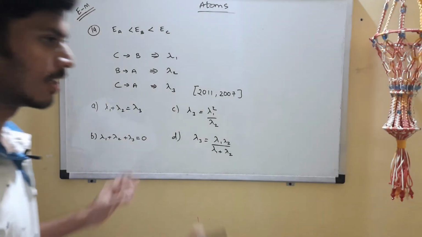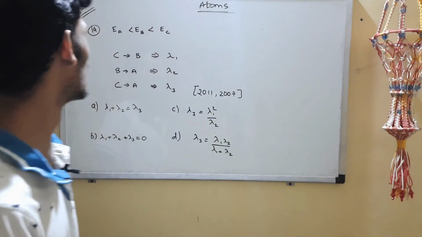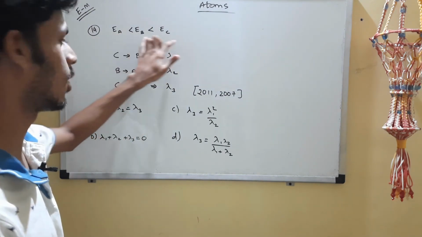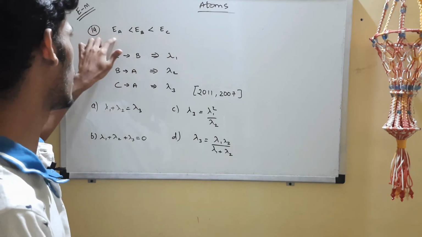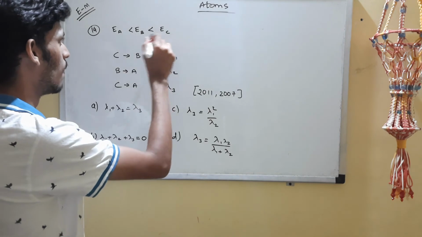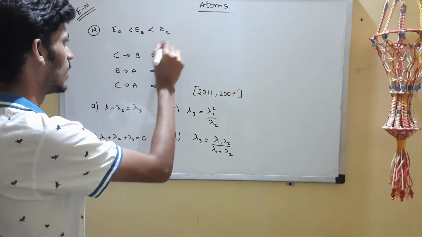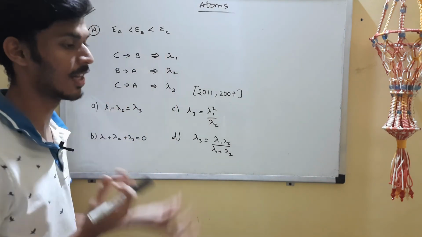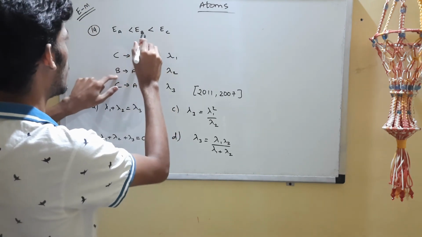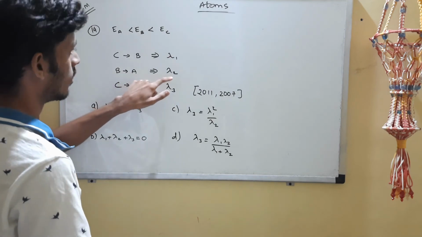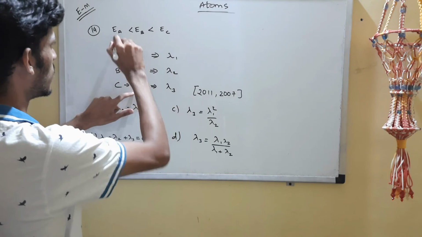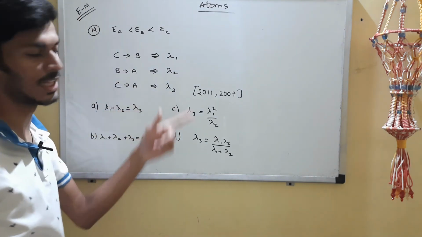So question 14, the last question for the day. In this question you are given different energy levels A, B, C, and their order is given. C is the highest, B second highest, and A is the last. When there is a transition from C to B, the wavelength of the photon that is emitted is lambda 1. Similarly, when there is a transition from B to A, the wavelength of the photon is lambda 2, and when there is a transition from C to A, the wavelength is lambda 3.